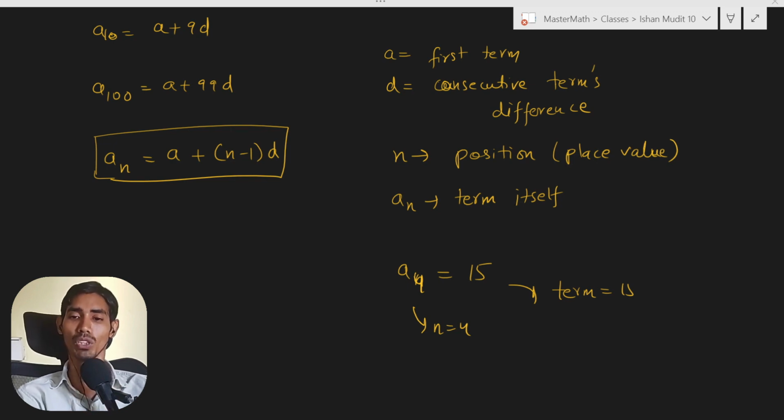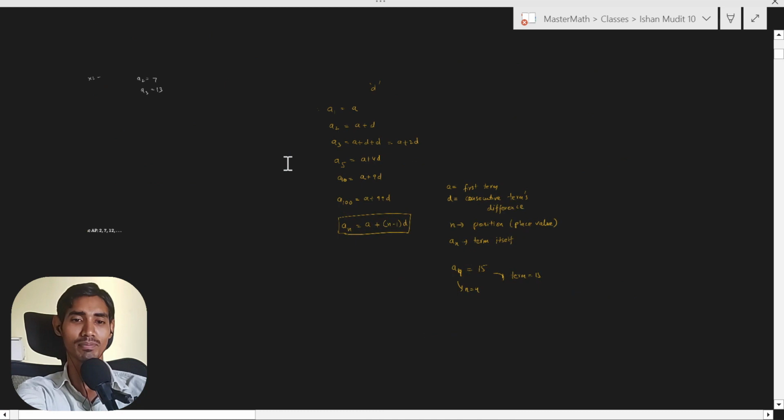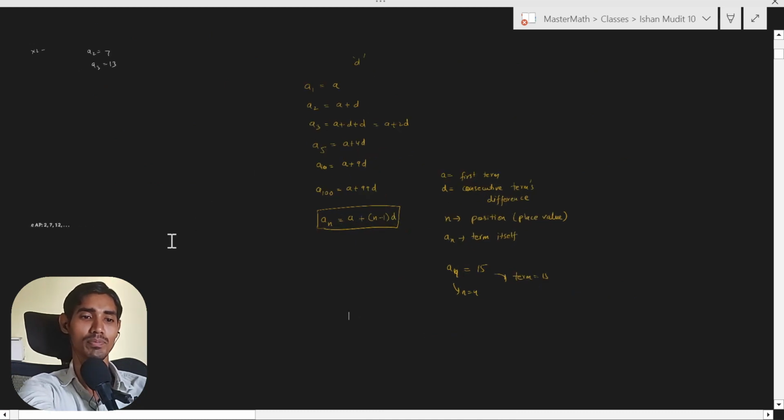Okay. So A4 was 15, the example that we saw earlier. So n value is 4, the position value is 4, but the term value is 15. Okay. Any confusion till now? Okay, so hopefully you have none in the future. So now let's do some questions. I mean, it's easy, but for some reason it is confusing.